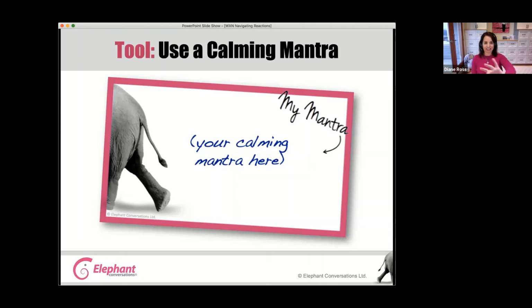I have little cards like this with my little elephant dot on them to remind me: have a calming mantra, okay? Because what happens is, we want to make sure we frame it in the positive, right? If you say, don't do this, don't do that, you're going to think about the don't: don't react, don't get defensive, don't think about elephants. It's hard to not do a don't, right?